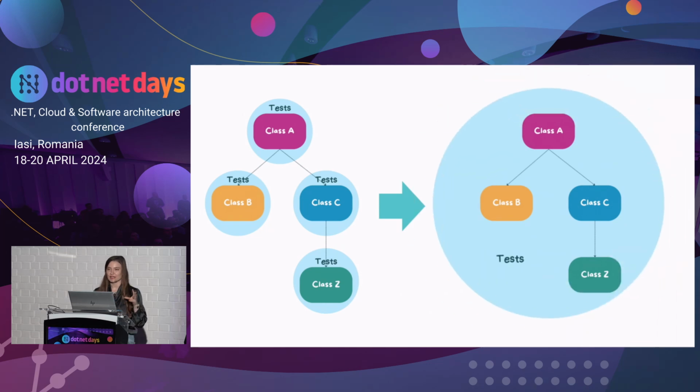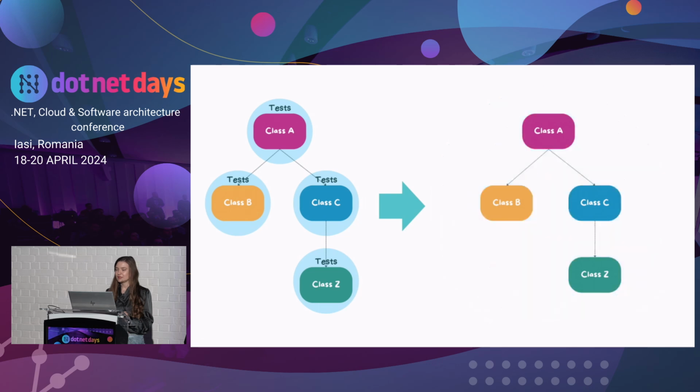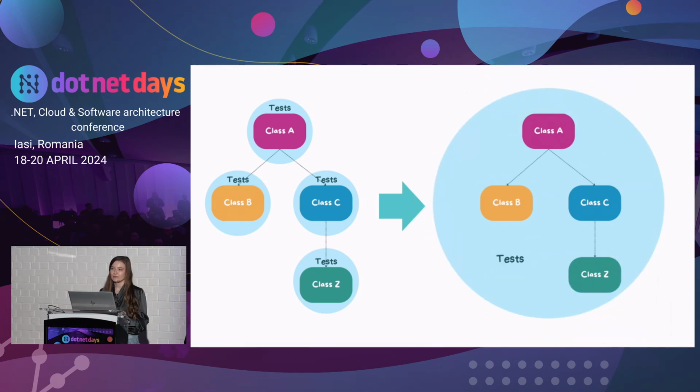The unit of test is the unit of behavior. The unit of isolation is the test itself. We have to make sure that one test doesn't impact the result of another.